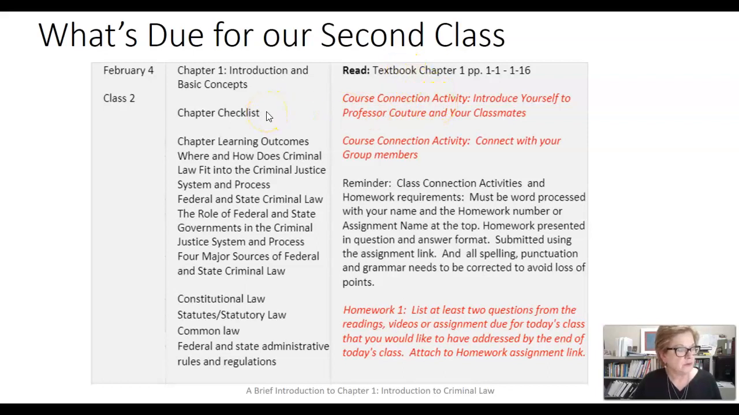For our class on Thursday, you are required to read the textbook, pages 1 through 16, prepare the course connection activity on introducing yourself, prepare the connect with your group members, and do the homework assignment, which you can find all three of those things. Textbook, course connection activity on introducing yourself, course connection activity on connecting with group members, and the homework are all located in chapter 1 on Canvas.